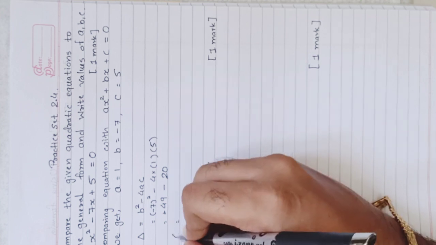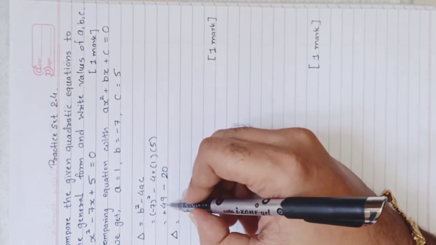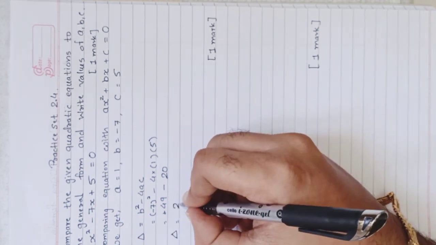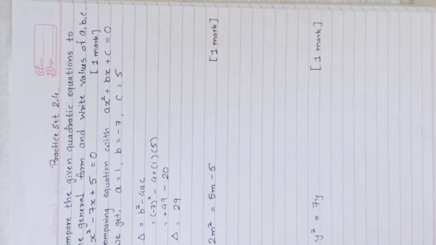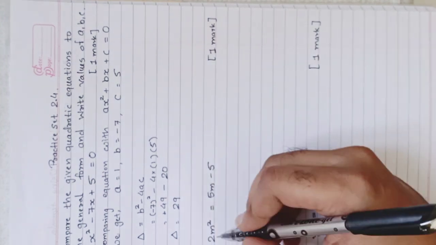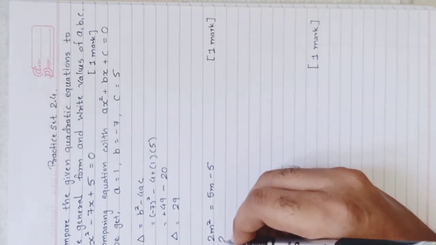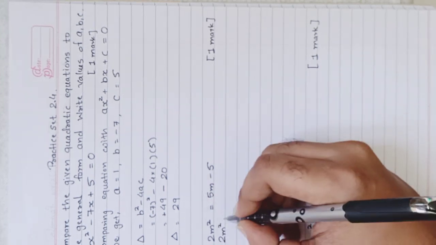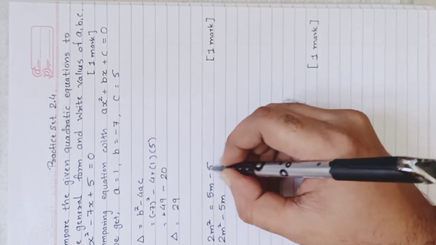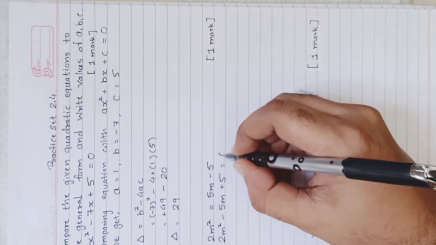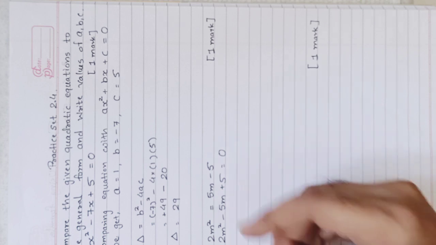And the value of delta, that is discriminant, 49 minus 20 is 29. Okay, the next one, what we have to do first, we have to write in which form? Index form. So converting into index form, 2m square minus 5m plus 5 equal to 0.